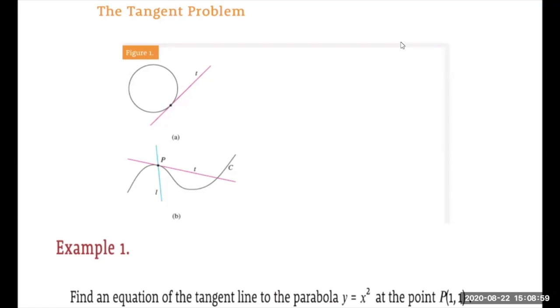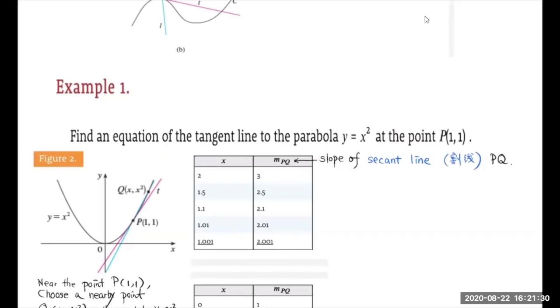However, for more complicated curves, such as this one, this definition is inadequate. So over here, we have a curve C with two lines, L and T. Now, this line L intersects the curve only once, but it certainly does not look like what we think of as a tangent. The line T, on the other hand, looks like a tangent, but it intersects the curve C twice, here and over here.